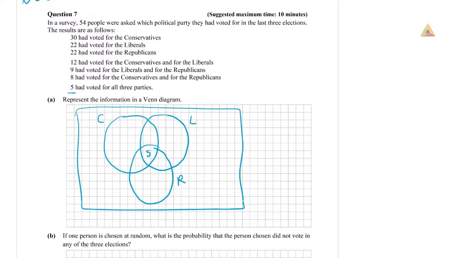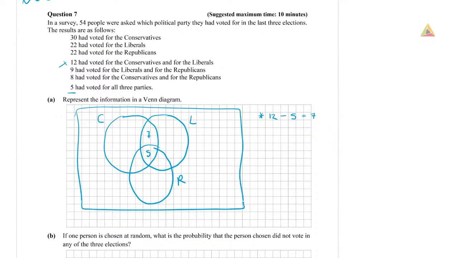Now let's work backwards here. So we were told that 12 had voted for the Conservatives and Liberals. So I'm just looking at this bullet point here. 12 had voted for the Conservatives and Liberals. Now, you need to take the middle part, or the middle number, away from 12, because that includes the intersection bit. So I'm just going to do that calculation over here. So you had 12 that voted for the Conservatives and Liberals, but you need to take away the middle intersection bit. So 12 take away 5 will give you 7, and that's where we put 7 there.